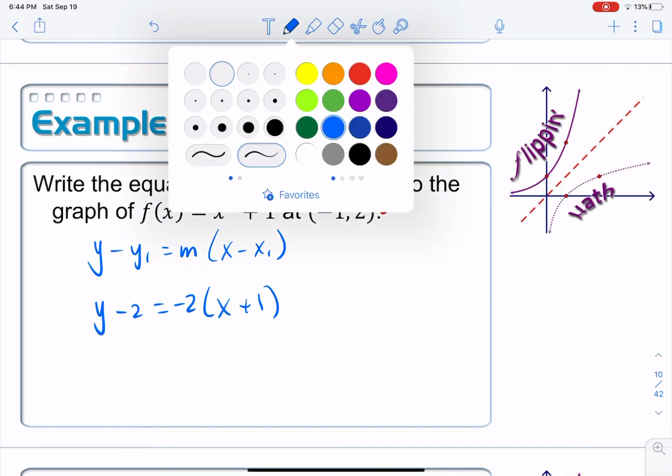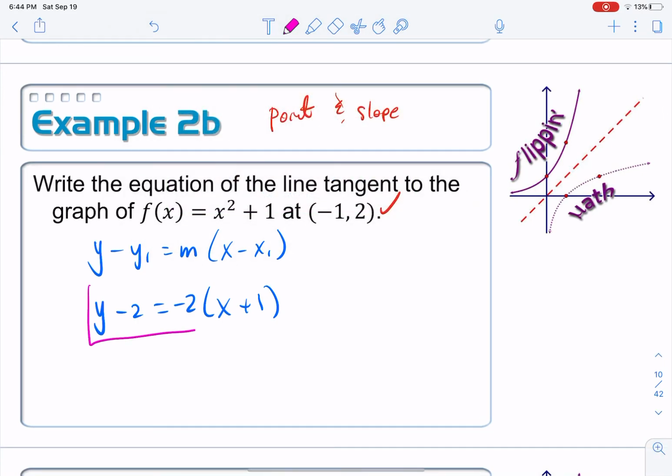All right, you know what? Is this an okay form? Can I leave my answer like this? Yes, you can, especially if it's a free response question where you had to write the equation of a tangent line. Is that something that they would expect of you? Absolutely. And this is perfectly acceptable as an answer.